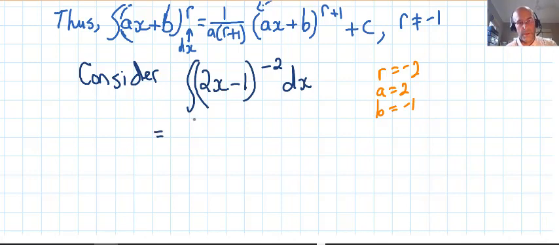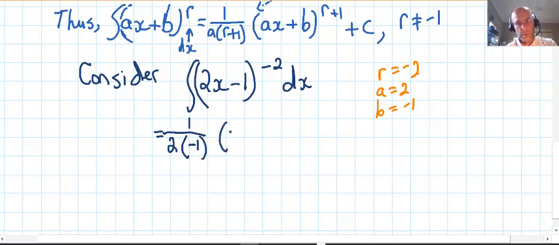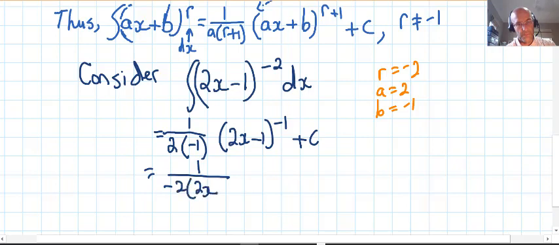We would have 1 over 2 outside of -1 multiplied by 2x take 1 to the -1 plus c. Simplified, that would be 1 over -2 outside of 2x take 1, plus constant.